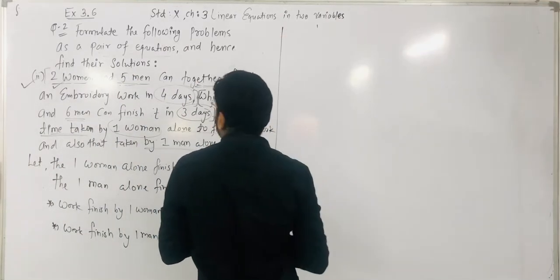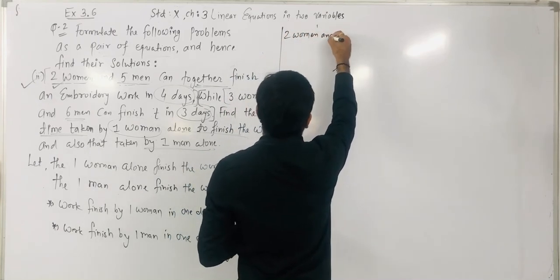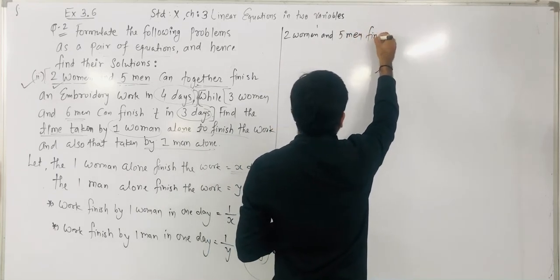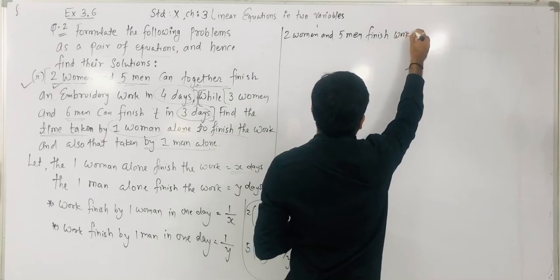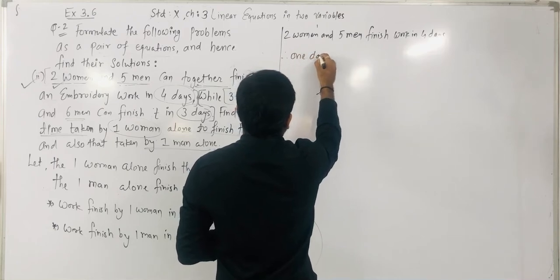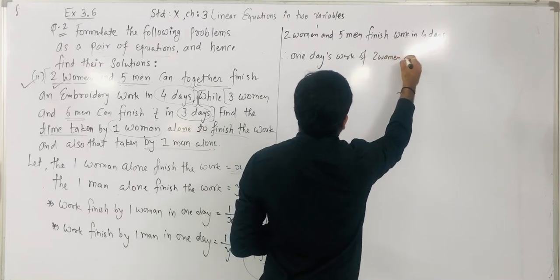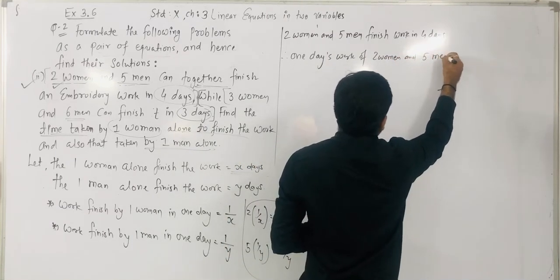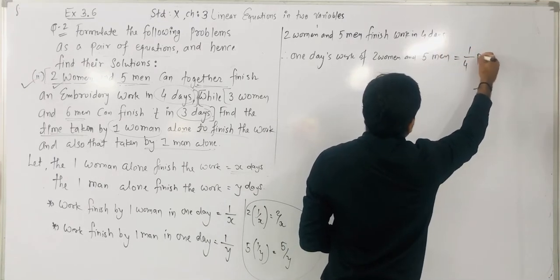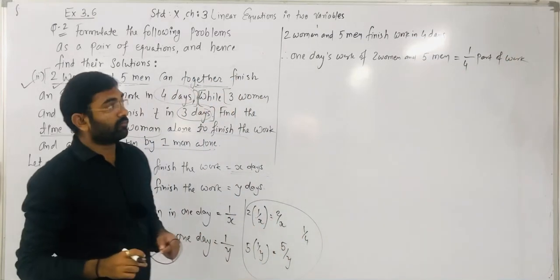So in the question they said 2 women and 5 men finish the work in 4 days. Right? So we define 1 day's work of 2 women and 5 men is equal to, this is 4 days, so it is 1/4 part of 1. Right? 1/4 part of 1.